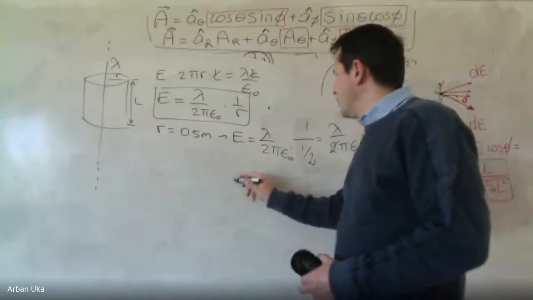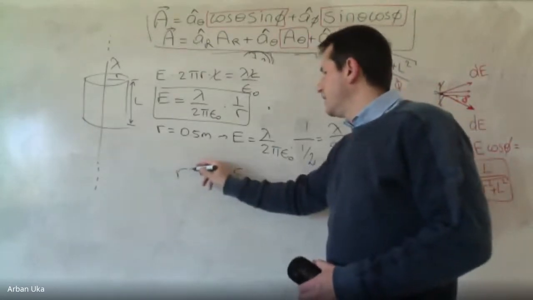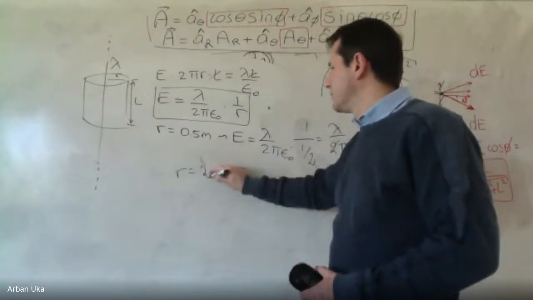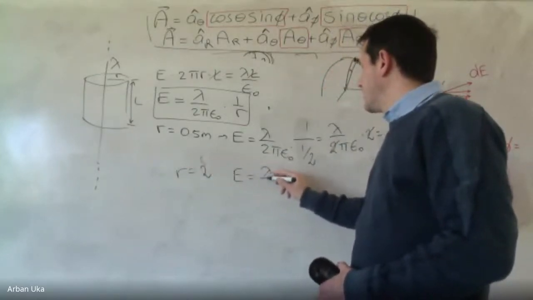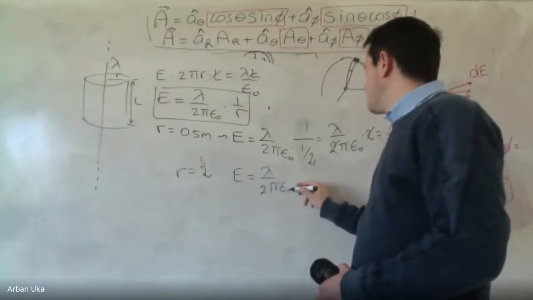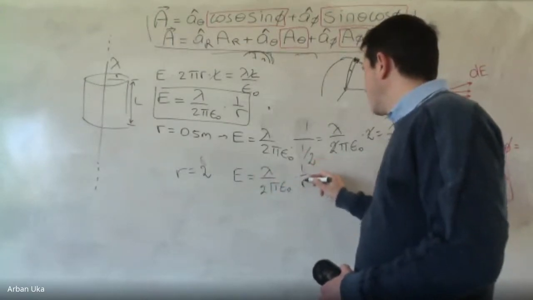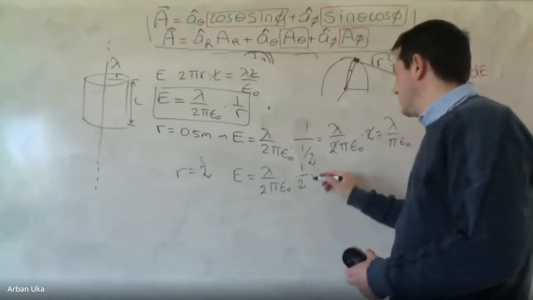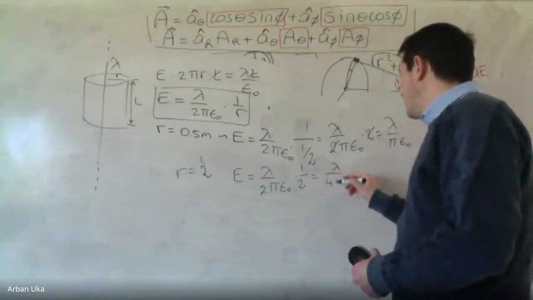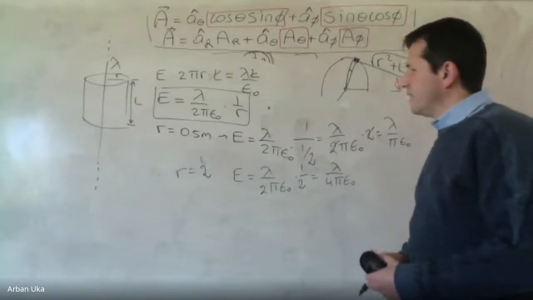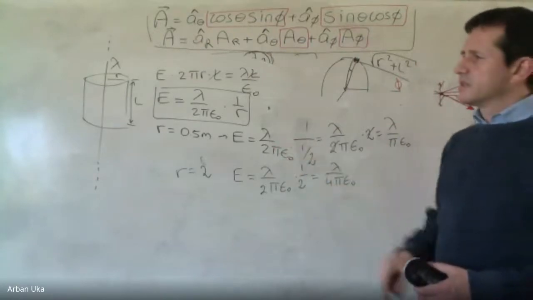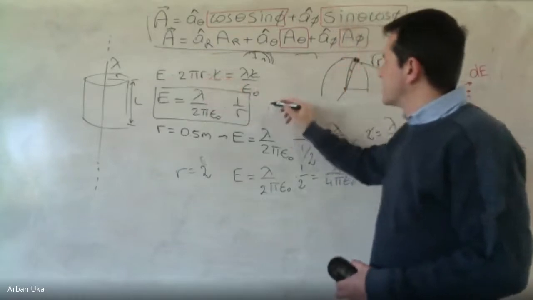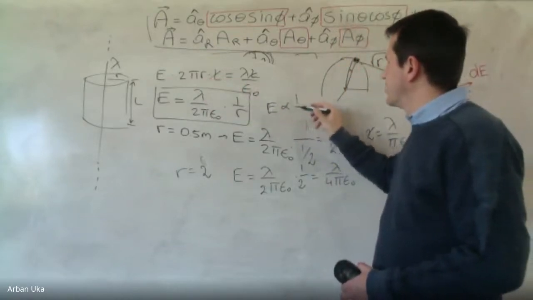And then, what is the electric field when r is equal to 2? We say that E is equal to lambda over 2 pi epsilon 0 times 1 over 2. Sorry, the distance is 2. This is lambda over 4 pi epsilon 0. Now, we are finding the electric field as a function of r. If every other term here is a constant, it looks like the electric field is proportional to 1 over r.